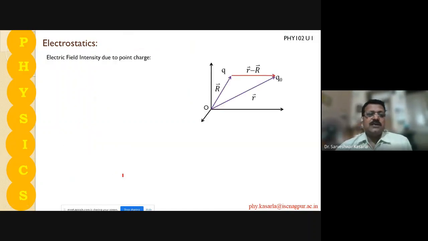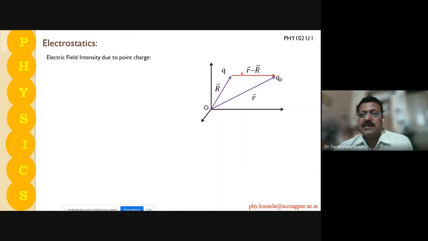So let us calculate how to find the intensity due to a point charge. So we have this charge here. This is the charge whose electric field intensity is to be measured at this point. At this point, we put the test charge q0, and the position vector of this charge is say capital R, and the position vector of the test charge is equal to small r. So here it is the point where one has to find the intensity whose position vector is small r.